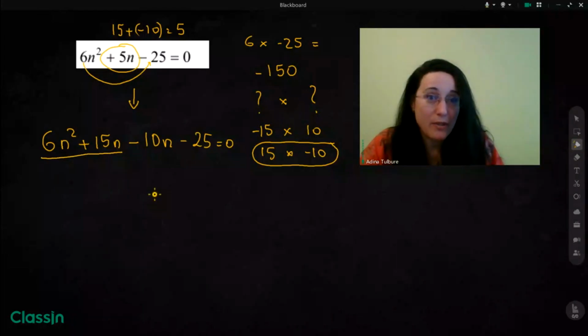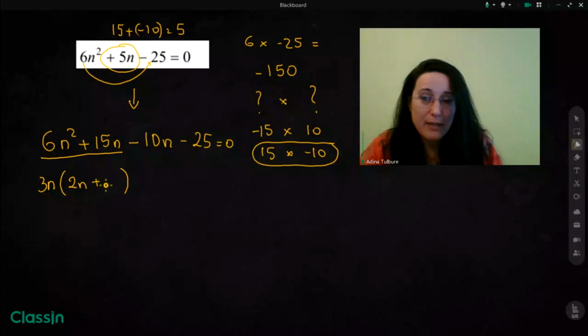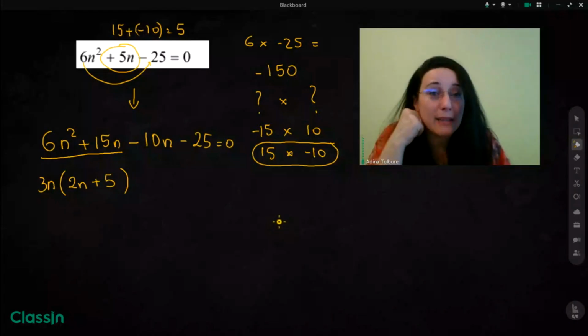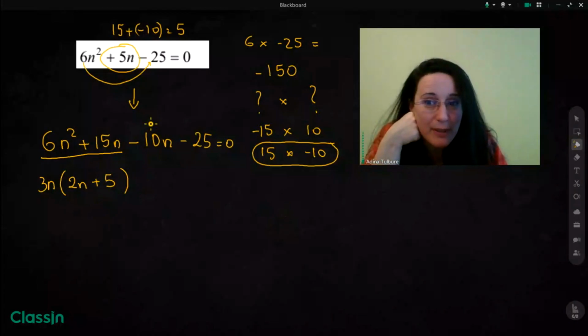6n squared plus 15n, the common factor here is first n, and then also 3. So 3n goes into both of them. Let's factorize them: 3n times 2n plus 5. And then I will try to manipulate the next bit in such a way that I end up with 2n plus 5 on the other side as well.